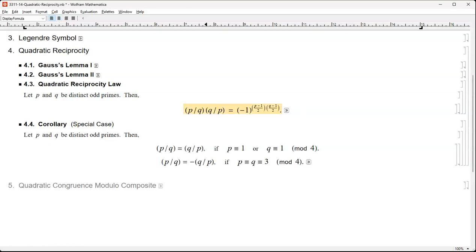Using this, let's prove the following. Let p and q be distinct odd primes. Then the Legendre symbols (p/q) and (q/p) are the same. That is, they are both positive 1 or both negative 1 if p is congruent to 1 or q is congruent to 1 mod 4. In other words, either one of them is a prime number of 4k plus 1 type. Remember, there are two types of odd prime numbers, 4k plus 1 type and 4k plus 3 type.